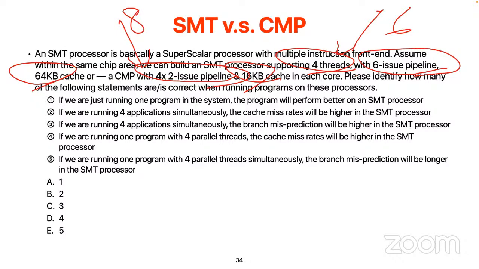Okay, given that, if we are just running one program in the system, the program will perform better on an SMT processor. Is that true? What do you guys think? If you only have one process, no? Why not?